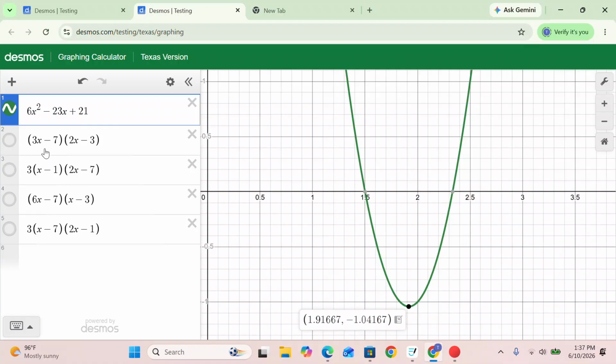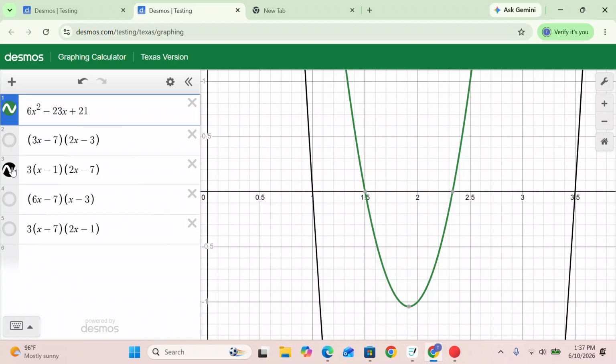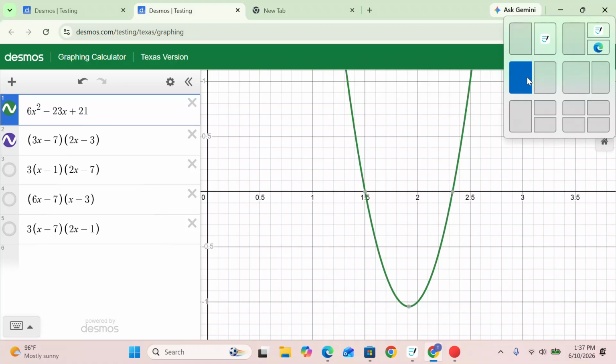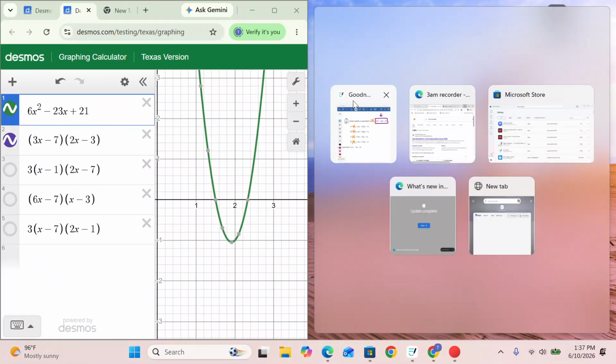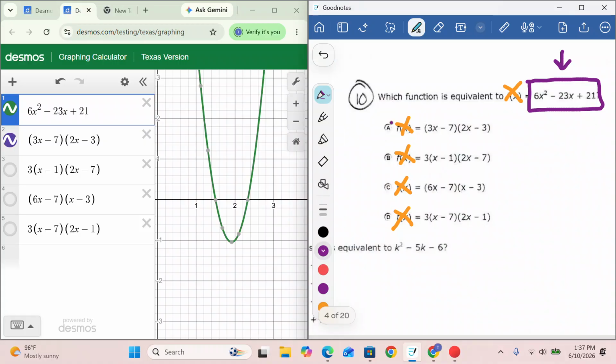But the question at hand is they want one that's equivalent. So I'm going to check the first one. Oh, maybe equivalent, maybe not. The second one, oh, that one for sure is bad. The third one, bad. Fourth one, bad. So the answer is the first one, open parentheses, 3x minus 7. Got it? Ooh, easy. So let me return it back to normal. So my answer choice, where's my good notes? Here it is. My answer choice is letter A.